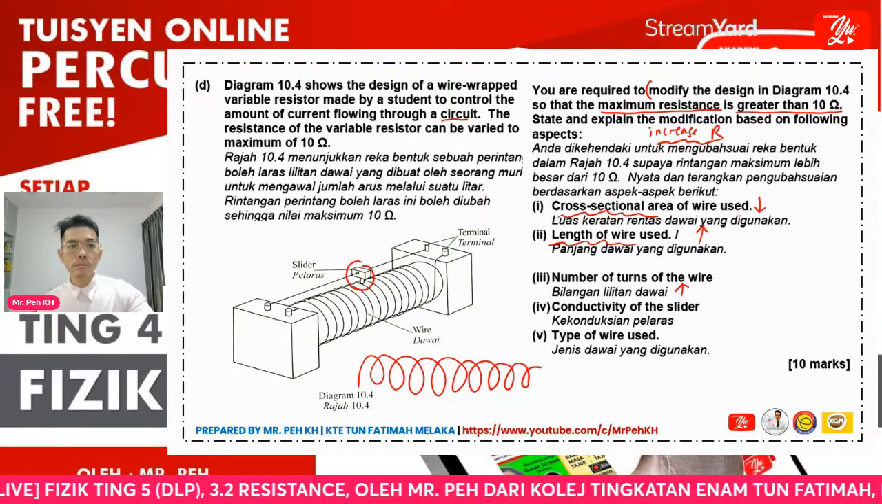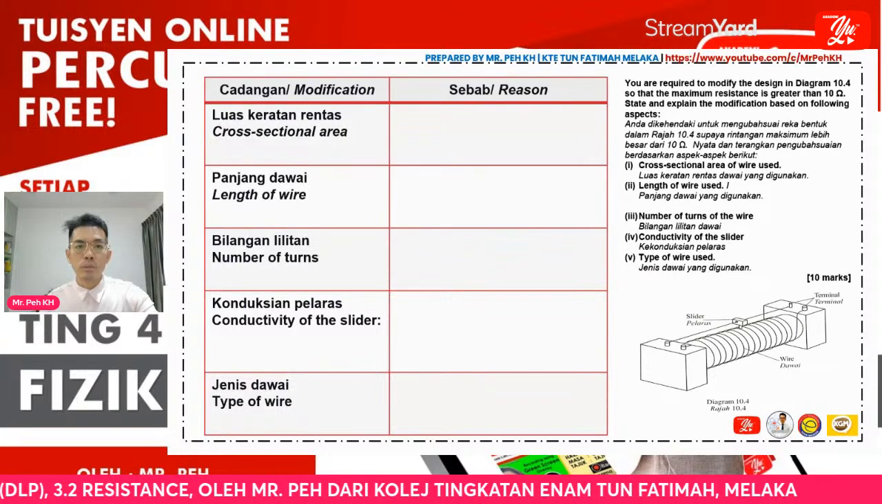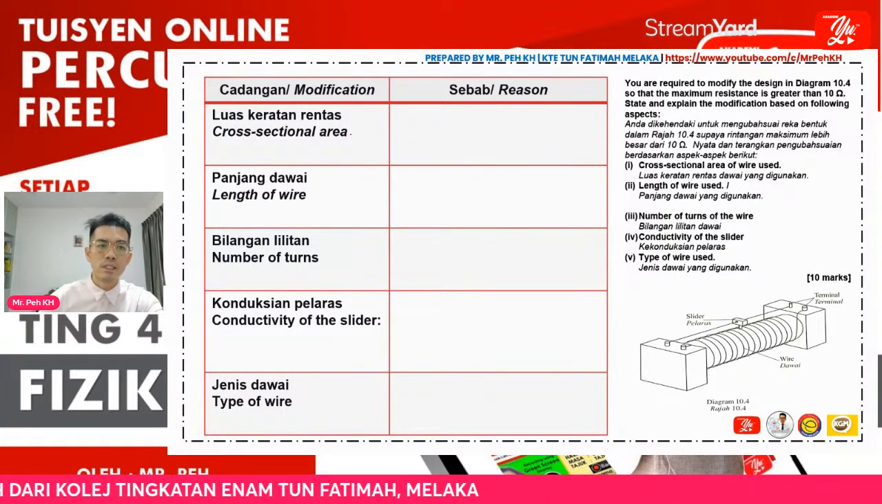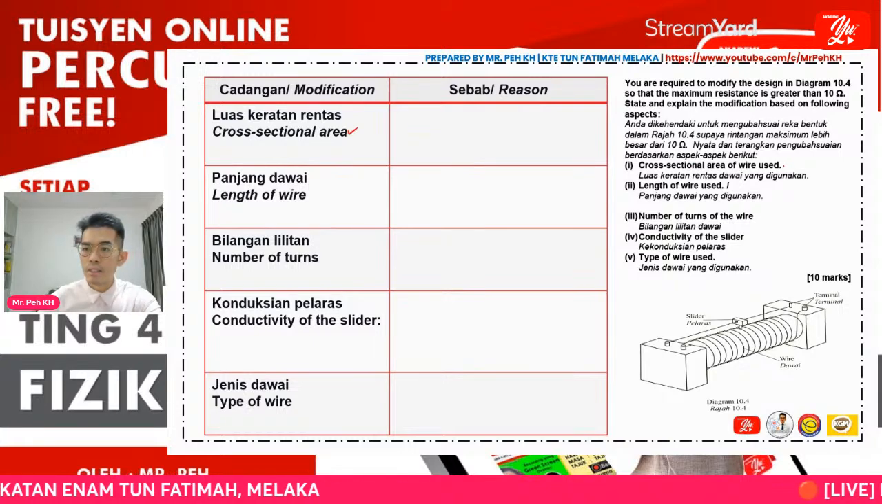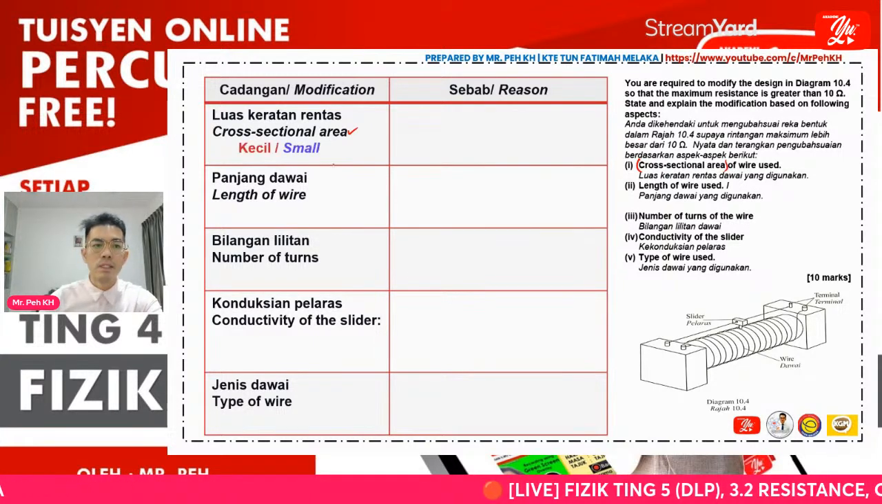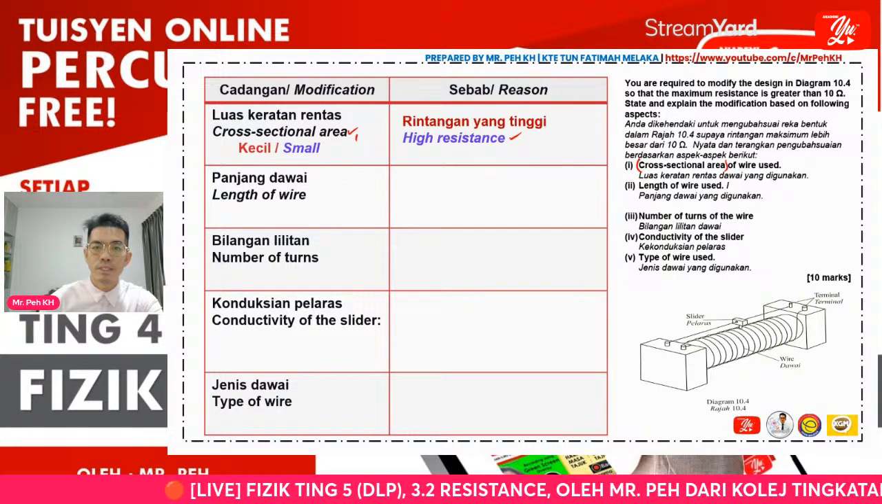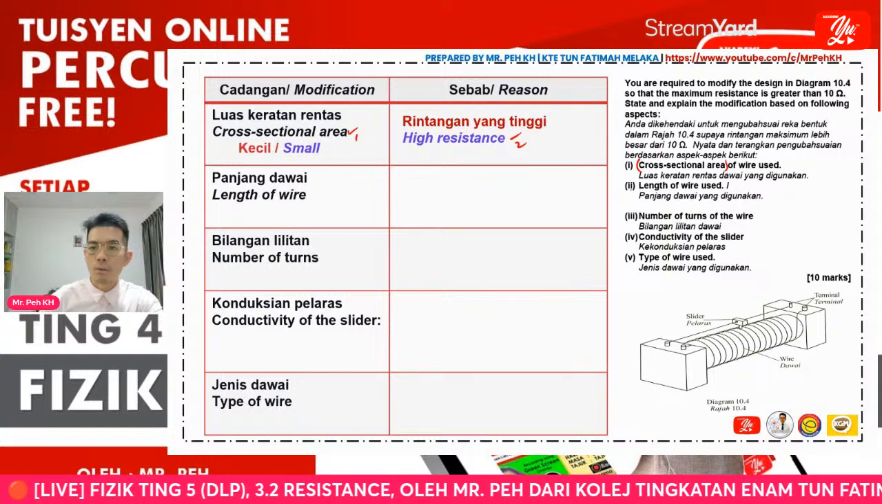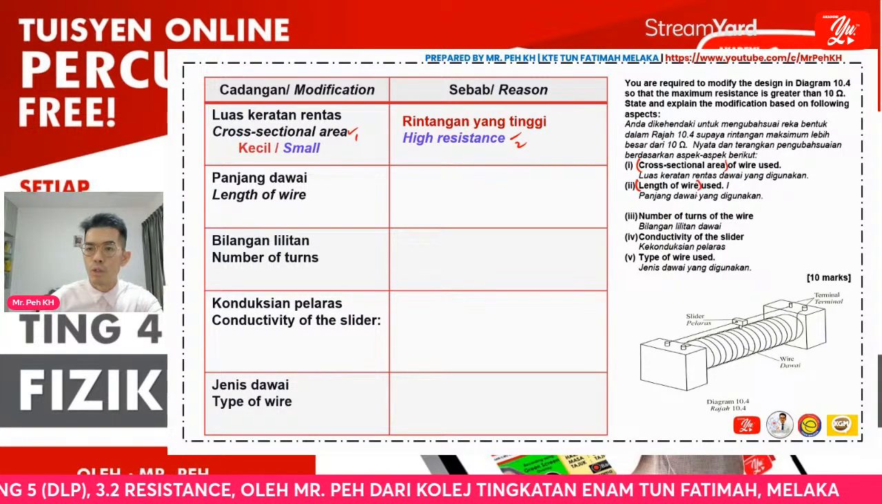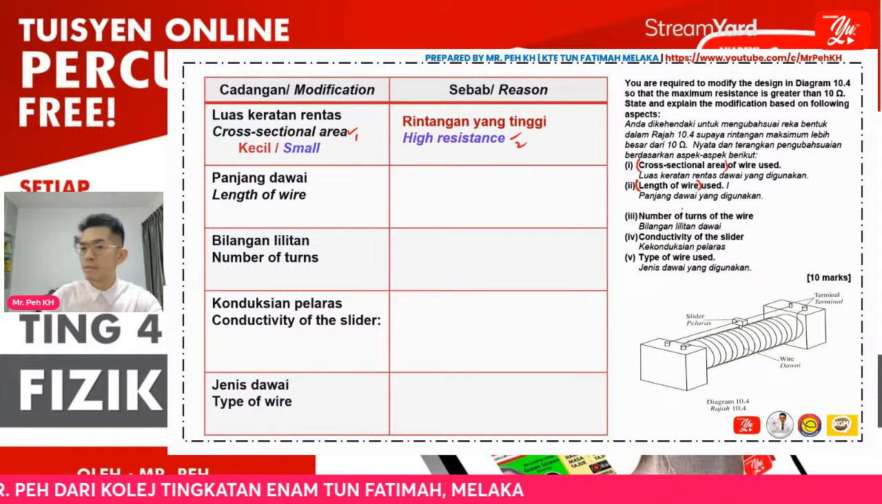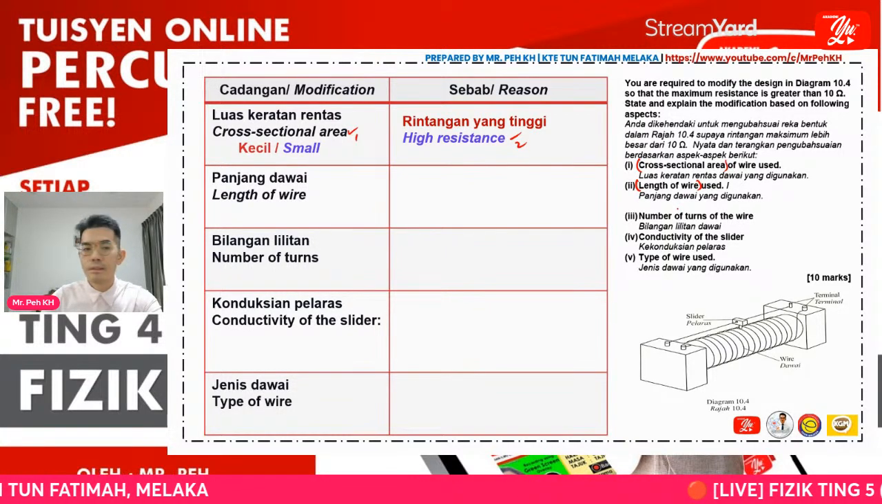This is the advised method, where we can use a table. You can see the cross-sectional area is given already. You can just copy from the question. Here it should be smaller so that the resistance is higher, so you will get the first and second marks. Then the length of the wire, which I also copy from here. The length must be longer, so that the reason is high resistance.